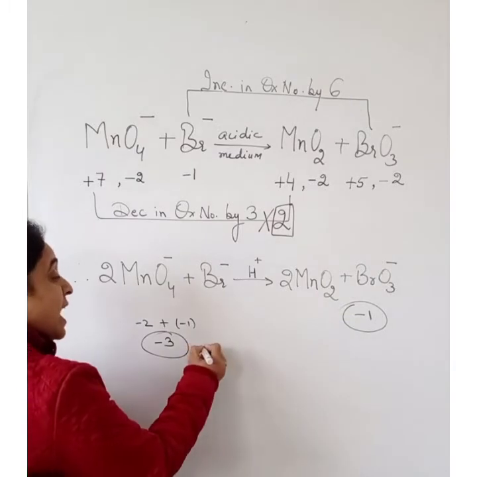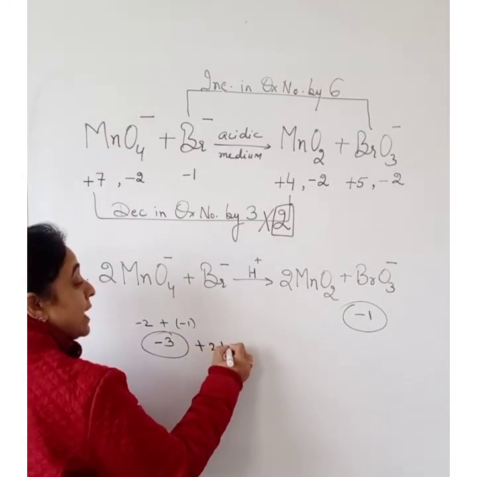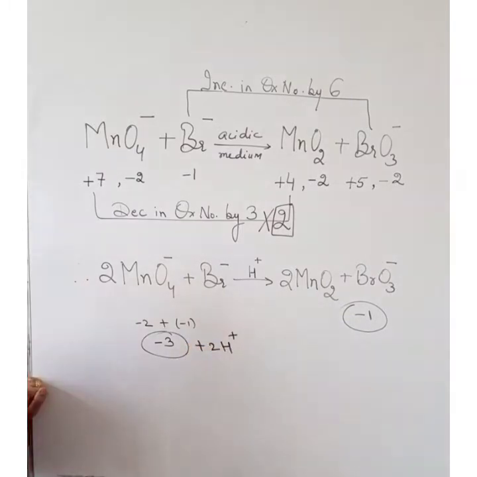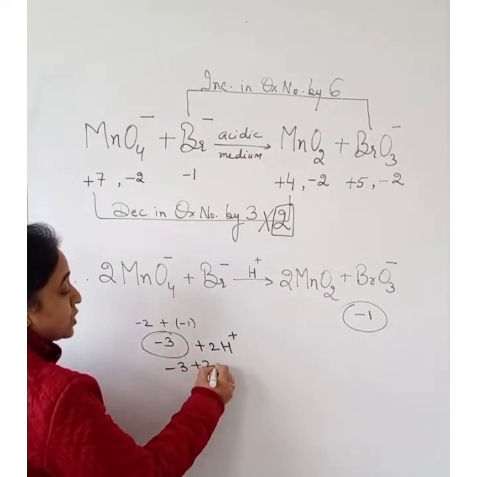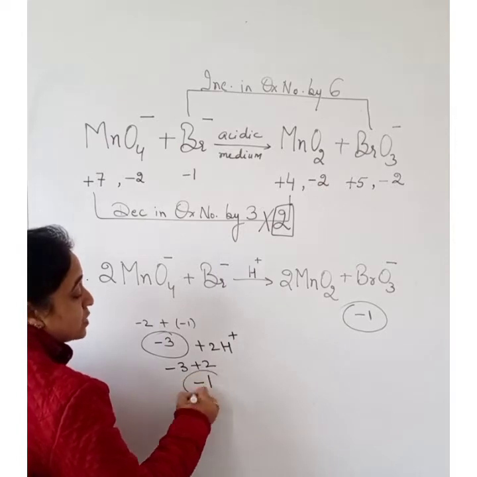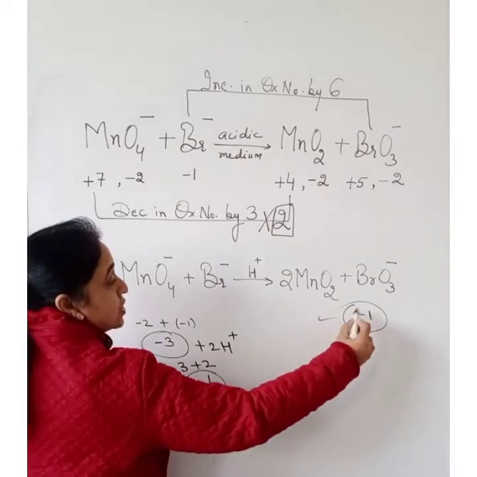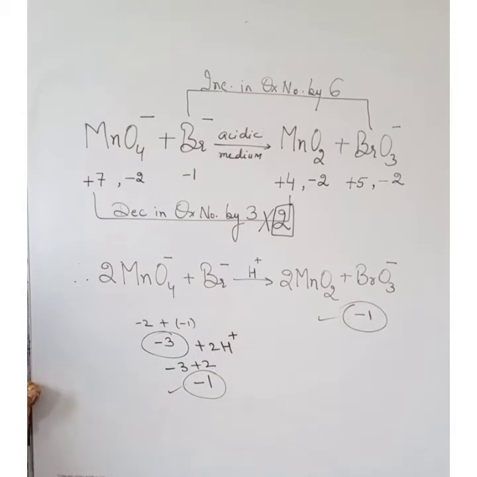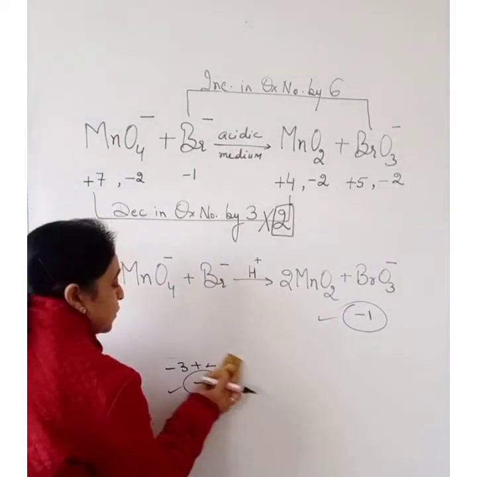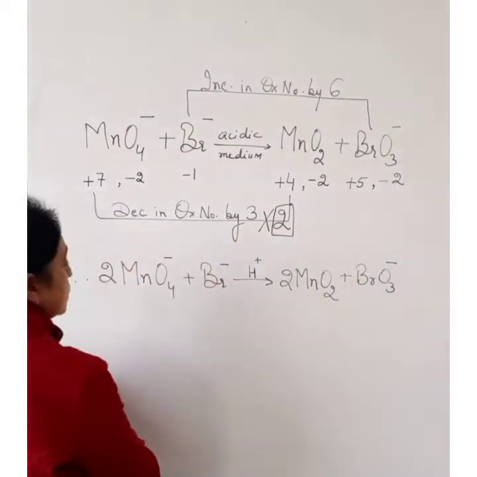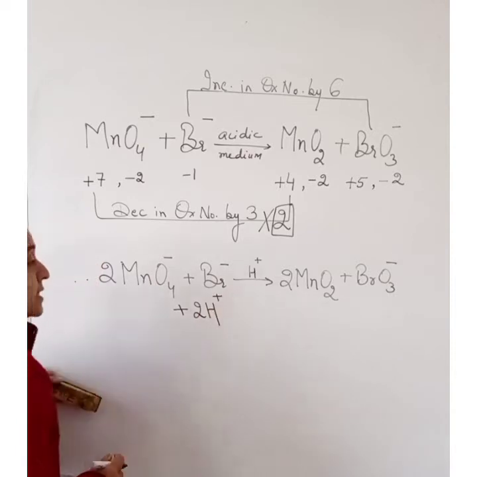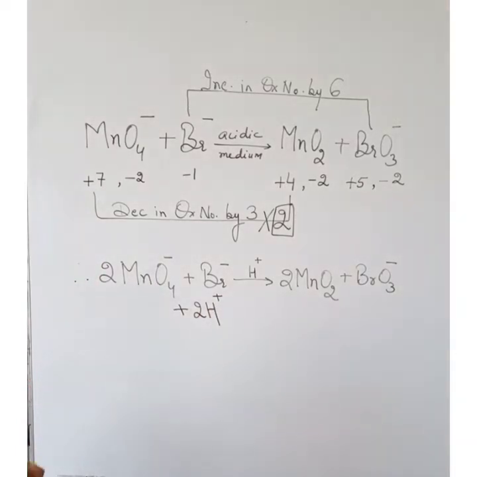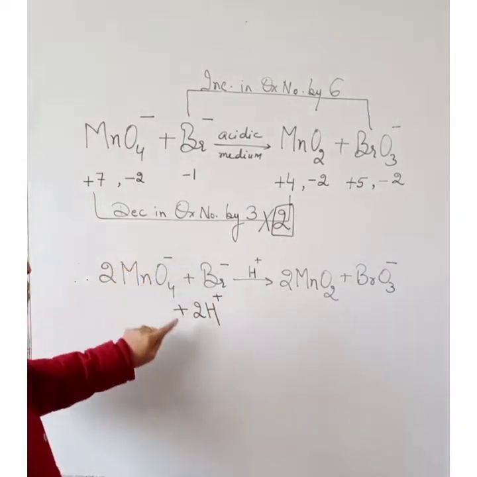So if I add 2 H plus ions on this side, minus 3 plus 2 gives you minus 1 charge. So then the charges on both sides are going to get balanced. So what we are going to do is put plus 2H plus on the left hand side. Now you can again check: minus 2 plus 2.